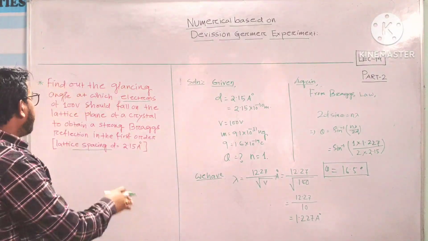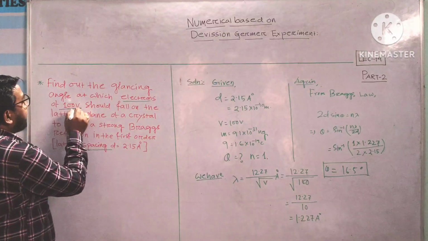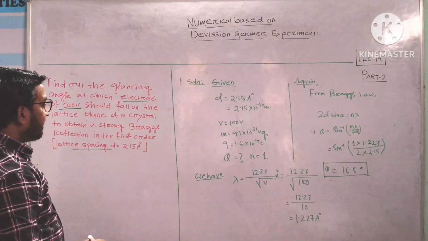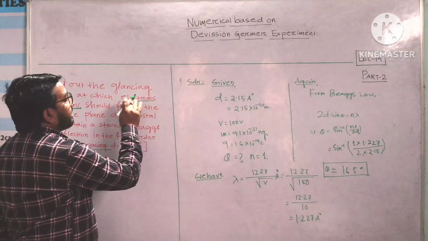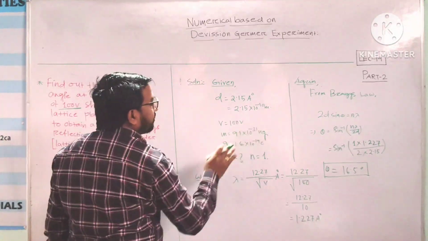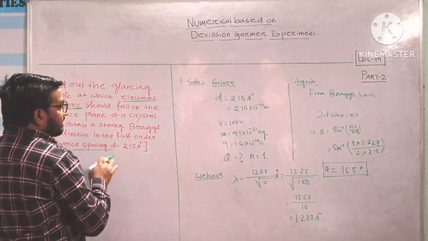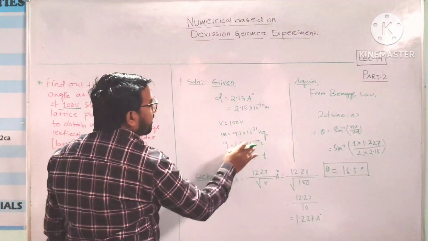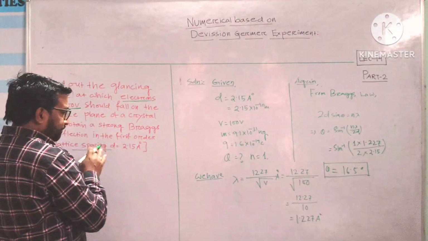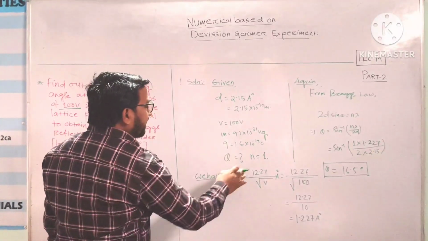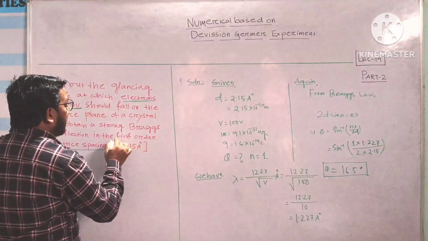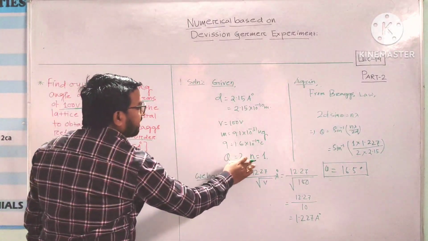The second data is V equal to 100 volt. This is called the accelerating potential. The particle is also an electron, so its mass is 9.1 into 10 to the power minus 31 kg, and the charge value is 1.6 into 10 to the minus 19 coulomb. We need to find out theta, that means the glancing angle, and n equal 1. This is first order, so we can write n equal 1.